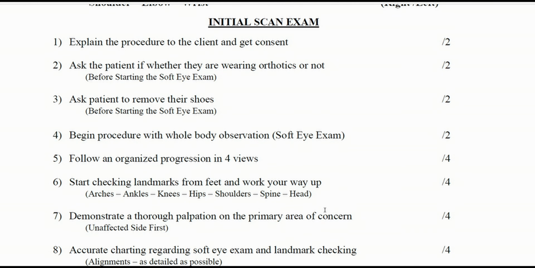I'm not going to tell you what to do on that, because it depends on how much time you spent in the first place with the four views, with the anterior, posterior, and both laterals.